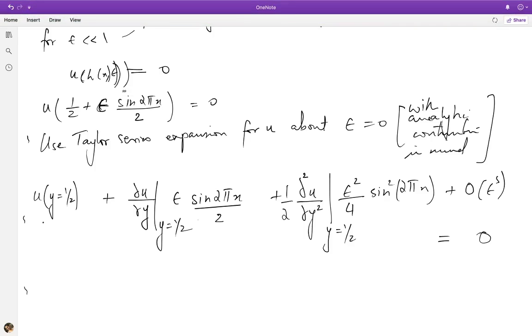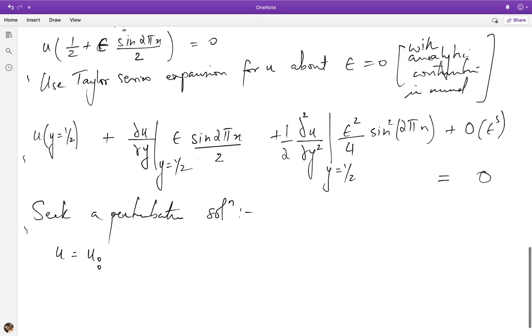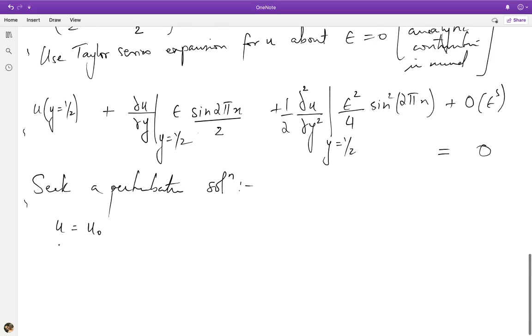So then I can seek a perturbation solution in the usual way. So U is U naught, the base solution, which will be flow between flat plates, because when epsilon is 0, I just have U at y equal to half equals 0. Similarly for V. Of course, I haven't written it down here, but I have an identical equation for the no slip condition on V at y equal to half, and then the two symmetry conditions at y equal to 0 remain unchanged, because they are not being perturbed at all with epsilon.